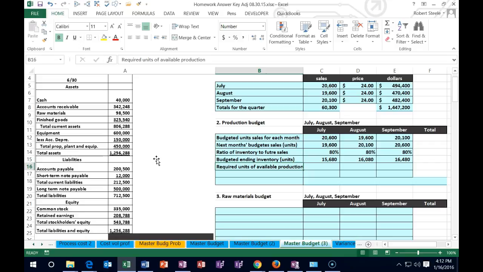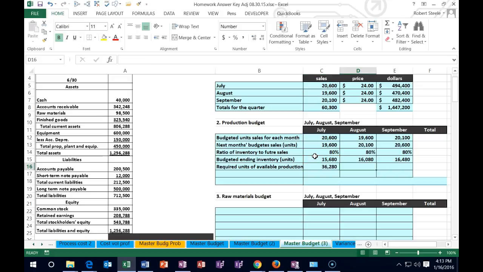So the required units of available production. That's going to equal the budgeted units. This is how many we think we're actually going to sell in July, plus the cushion, what we want left over in ending inventory. So we're going to sell 20,006, and we want 15,680 in the warehouse as of the end of July, just in case we sell more and or to get us ready for August.